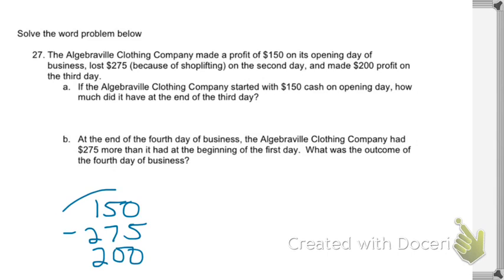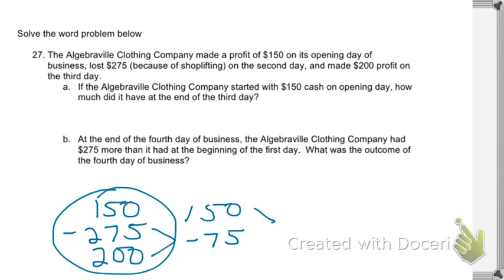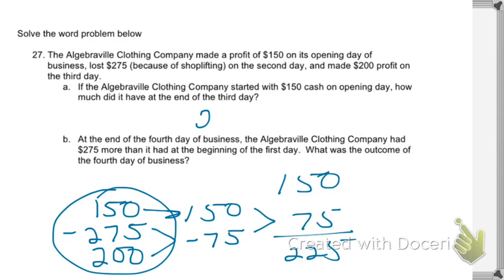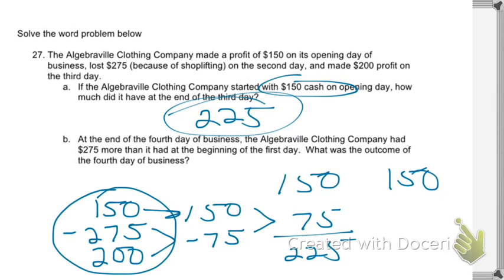Alright. So let's figure out this total for those 3 days. That's negative 75. And then I'm going to combine the 150 and the 75. That's 75 right there. But they started with 150, so they end up with $225 at the end, if we include the cash they started with. At the end of the fourth business day, had $275 more than it had at the beginning of the first day. Well, at the beginning of the first day, they had $150. Remember, they said that. $150 on opening day. I had on the beginning of the first day. Okay, so we'll add $275.